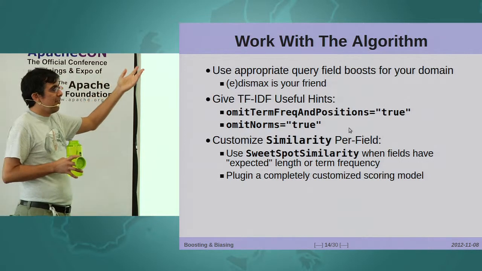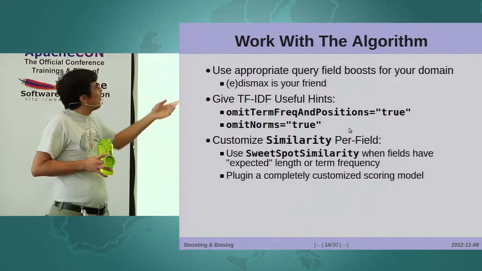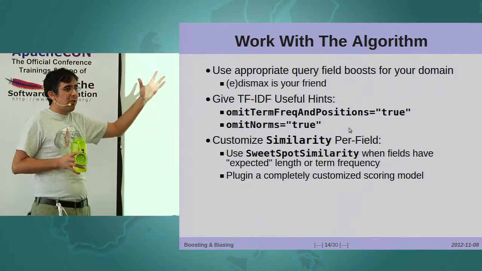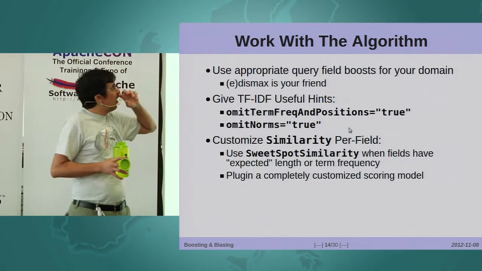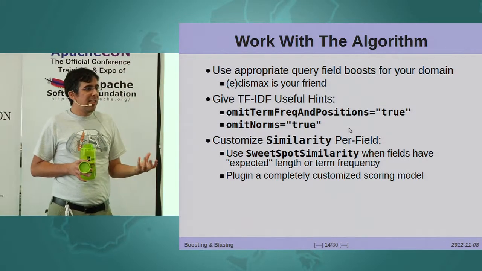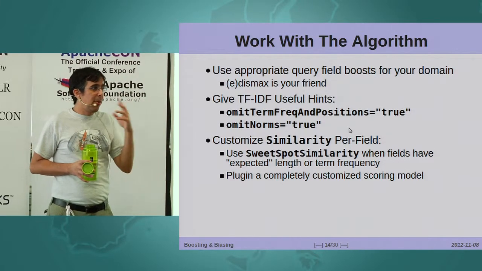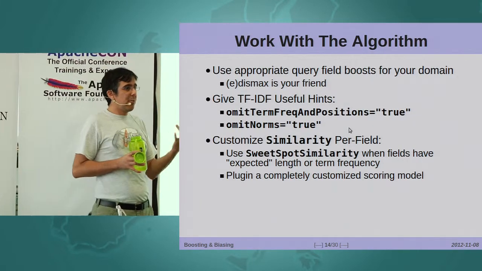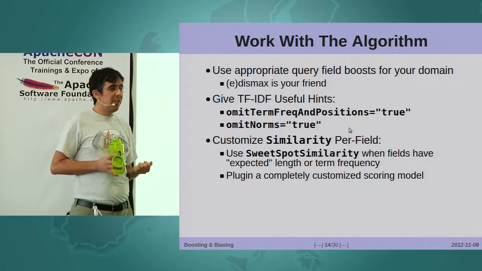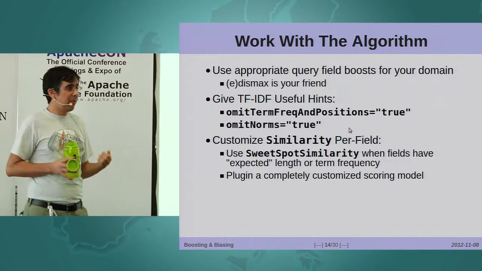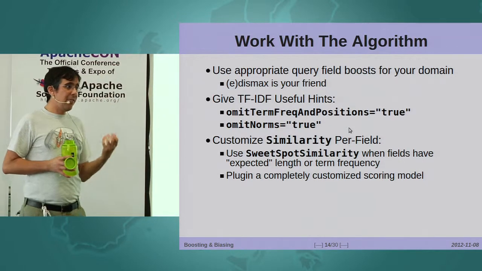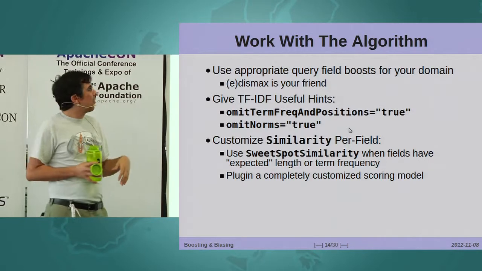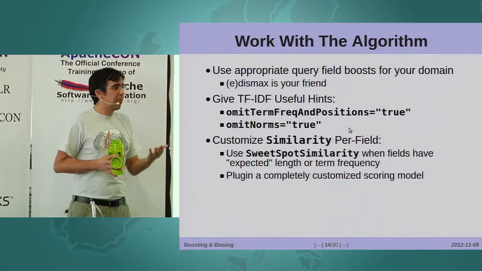The second thing is give TF-IDF useful hints. Without a lot of customization in the schema, you can do things like omit term frequencies and positions. If you don't need phrase queries, you don't really need positions. If you have really short text, frequently TF doesn't matter for you. When you're doing things like product titles, if someone searches for iPhone, you don't really care if the word iPhone appears in the product name twice, because odds are it won't, and odds are if it does, it's some keyword spammer who's messing with you, and they've said, these are iPhone headphones for iPhone 5 and iPhone 4. You know, they're like deliberately trying to game the system. So disabling TF for a field like that might actually improve your relevancy.